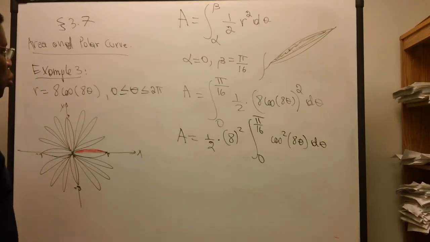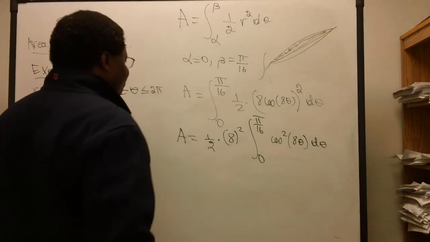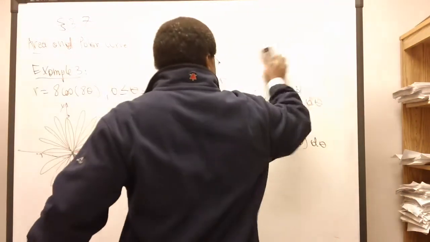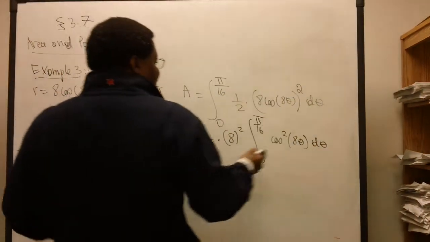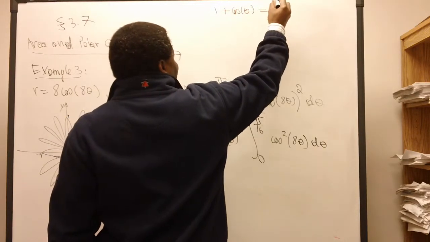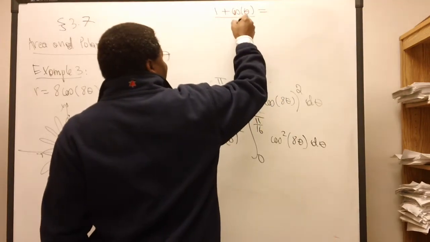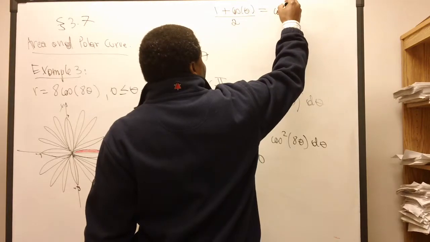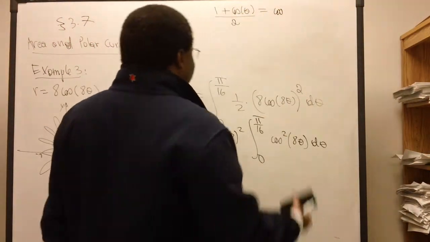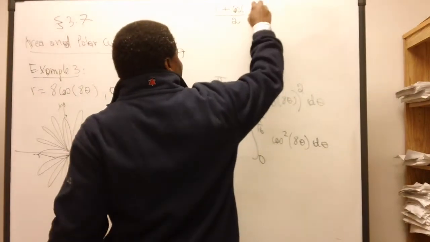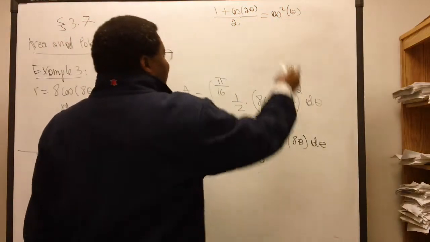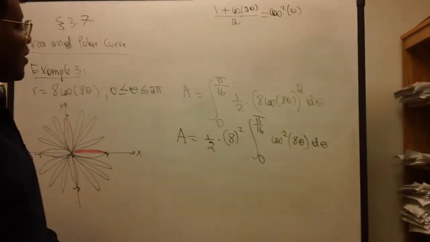Now the double angle formula says this. Here is the double angle formula. Let's start with 2 first. So 1 plus cosine 2 theta over 2 is cosine squared theta.